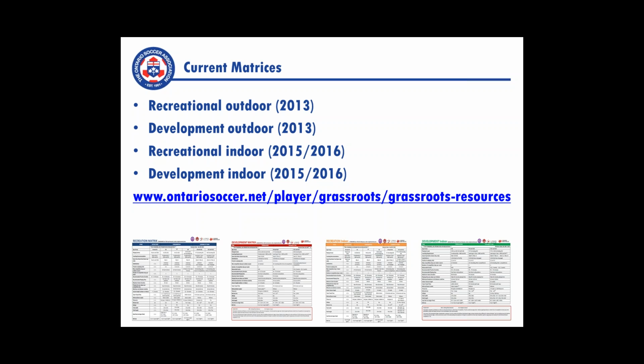As you can see, the matrices are color-coded, and they're available on the OSA website under the Grassroots tab, under Grassroots Resources. We encourage you to look at the matrices as we update them on a regular basis, and you'll find a date up in the top right-hand corner that will indicate the latest version of the matrix. So in the past, if you have printed one out, you may find it is outdated. So please check the OSA's website for the most recent version of any of the 4 matrices.